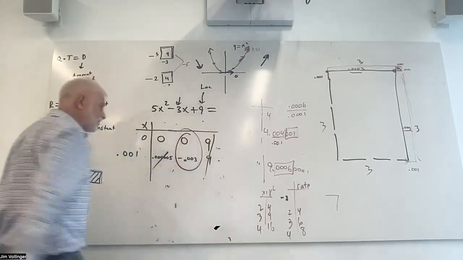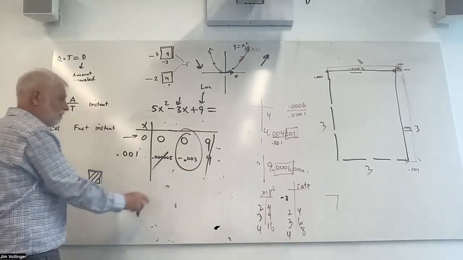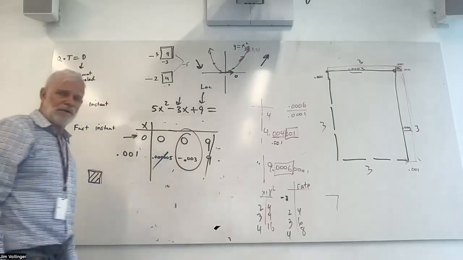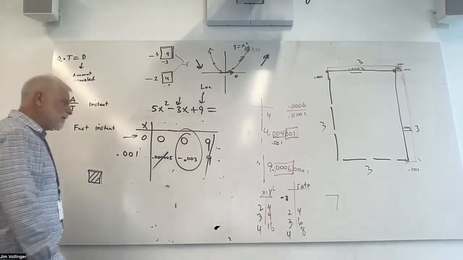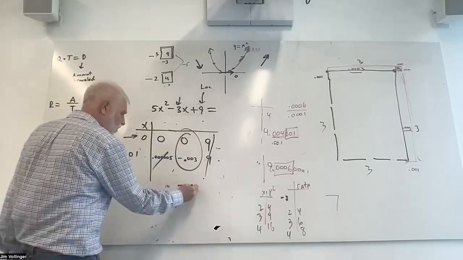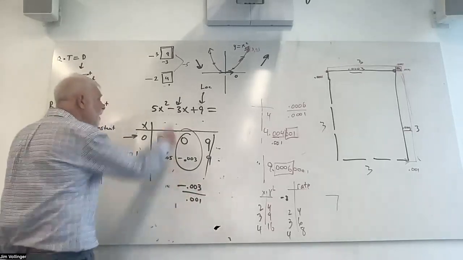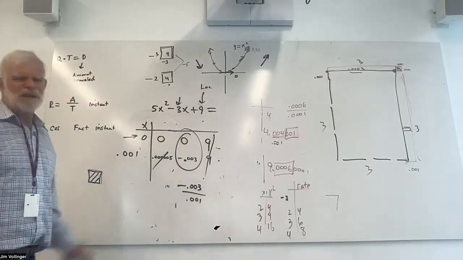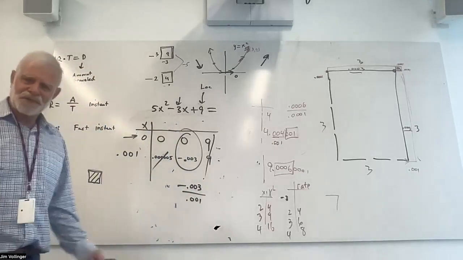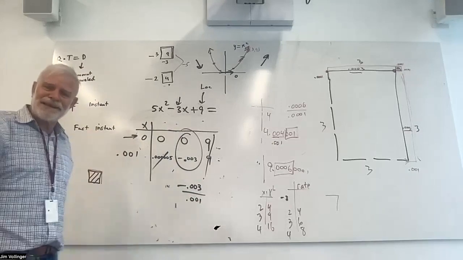Looks like all the change at x equals 0 is taking place with the linear term. Oh, and what is that change? Negative 0.003 divided by 0.001. Oh yeah, it's negative 3. Must be a coincidence.